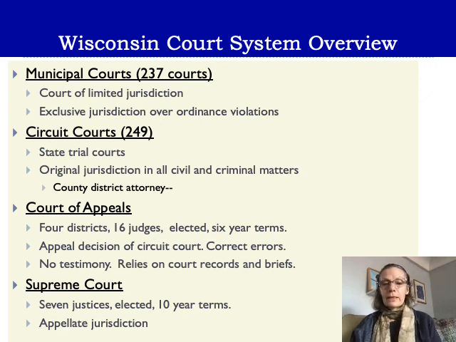And then the state of Wisconsin has a court of last resort for state matters, the Supreme Court of the state of Wisconsin. There are 7 justices. They are elected, and they serve a 10-year term, and they have appellate jurisdiction. And so if somebody doesn't like the decision at the Court of Appeals level, the intermediate court, they can ask the Supreme Court of the state of Wisconsin to review their case for a final time.